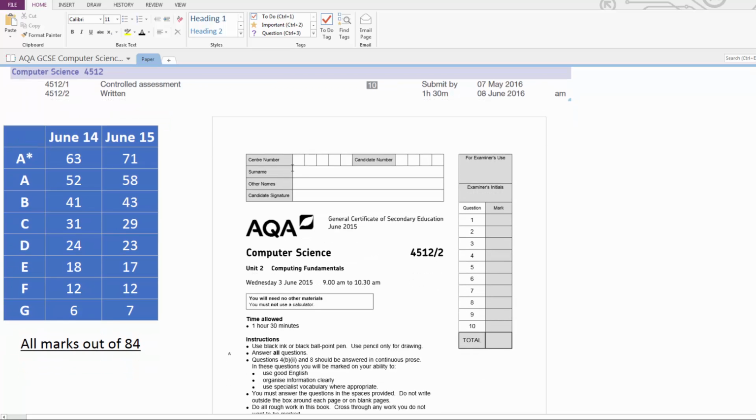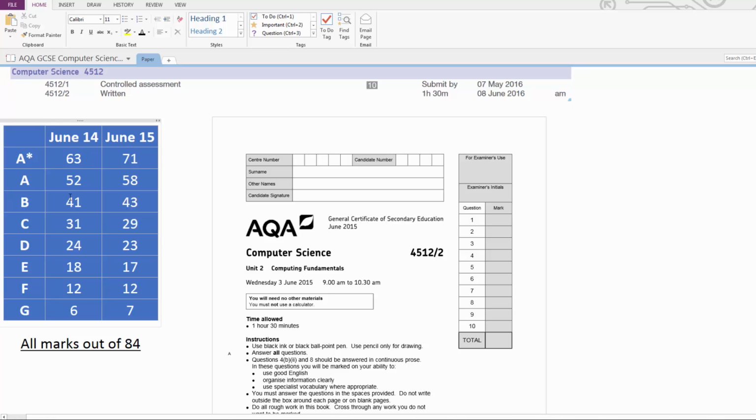I'm recording this ahead of the June 2016 exam period, and the actual exam for June 2016 is on the 8th of June. It's a morning exam and it's an hour and a half, and it's after the half term in the exam period, so it gives you a bit of extra time to revise. It's the week after the half term.